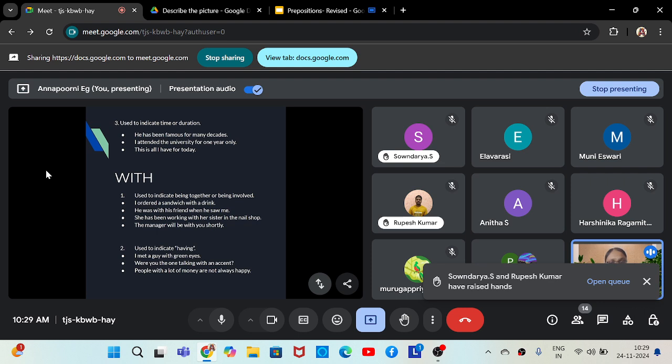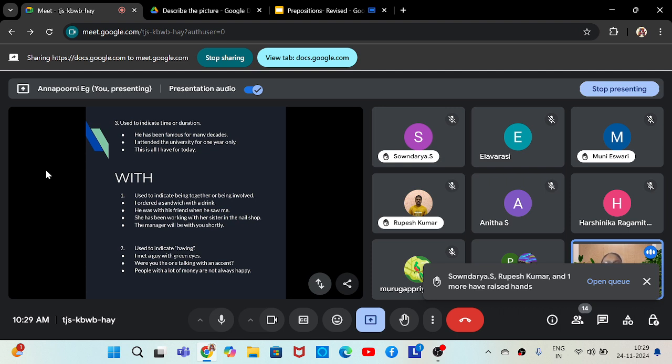Next, he was with his friend when he saw me. Right? Again, it is showing a relationship between two people. He was with his friend. Next, she has been working with her sister in the nail shop. And the manager will be with you shortly. Shortly means in a short period of time. Within few minutes or within 10 minutes or something. The manager will be with you shortly.